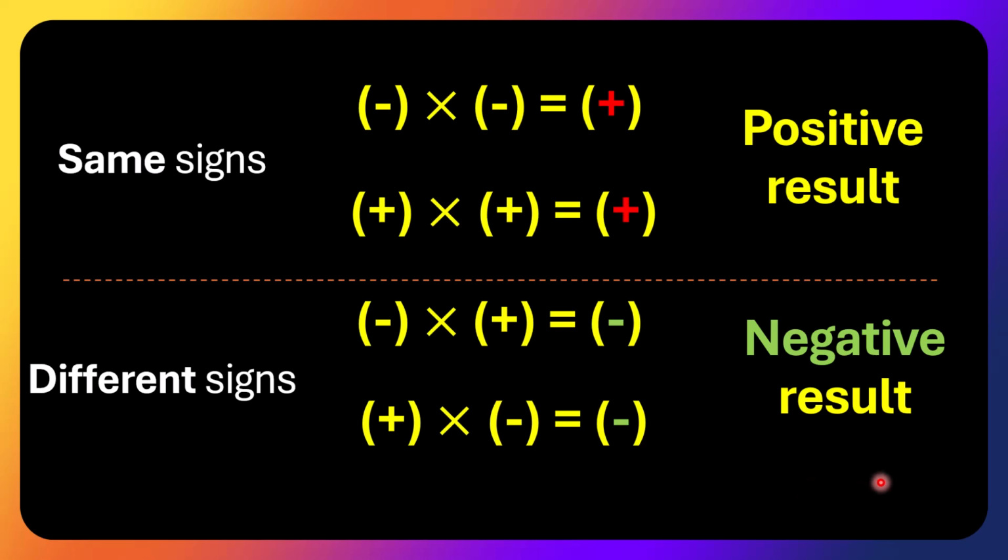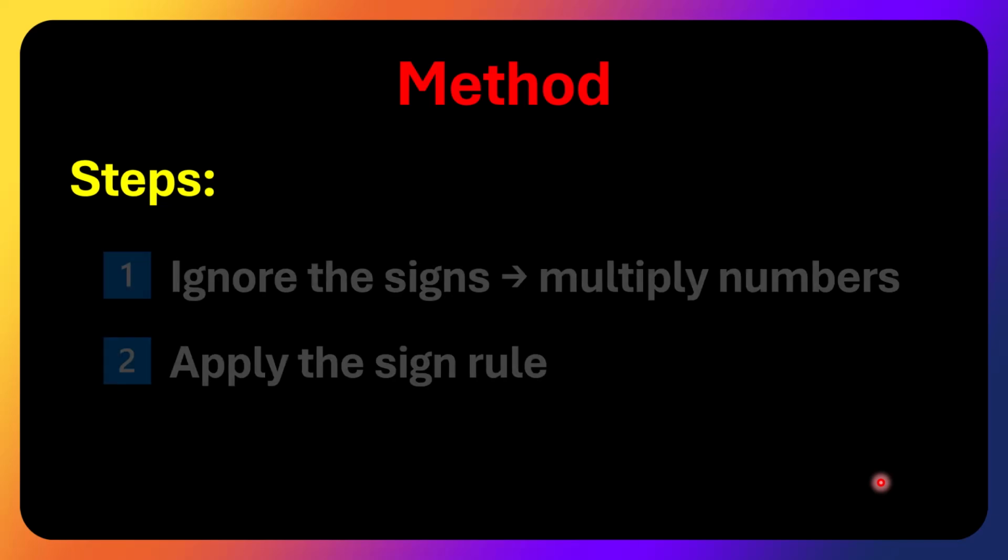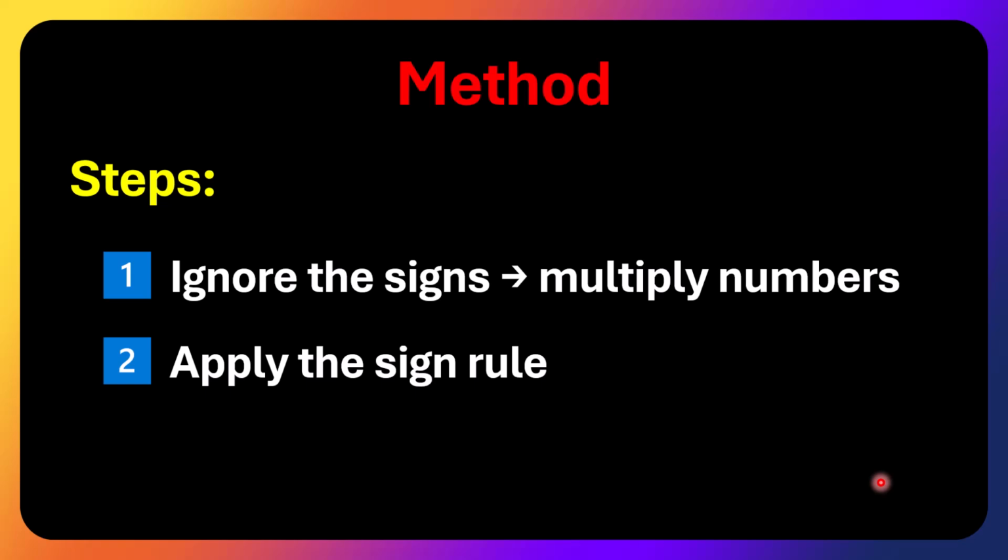And the solution, or how to calculate, is simple. The method to calculate the multiplication of two integers is to follow these steps. First, ignore the signs, which means multiply the numbers, and second, apply the sign rule that we explained before.